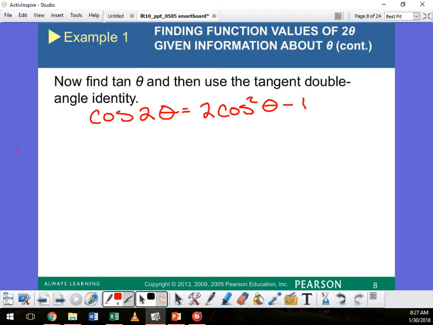Try to find the easiest, simplest one that you want to use. We said cosine was what? 3 over 5, positive. So 2 times 3 over 5 squared minus 1. What is the order of operations? Please excuse my dear Aunt Sally. So exponents come before multiplication. Let's square it first, so I square the top and the bottom. It's going to be 2 times 9 over 25 minus 1.